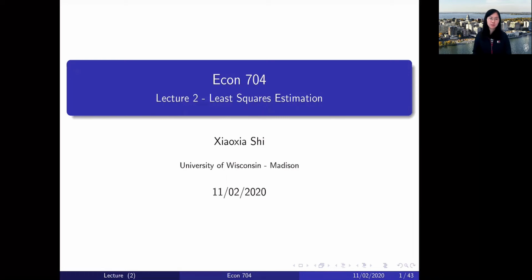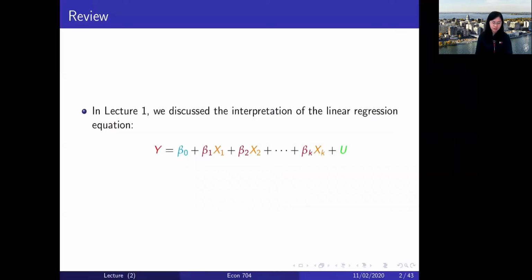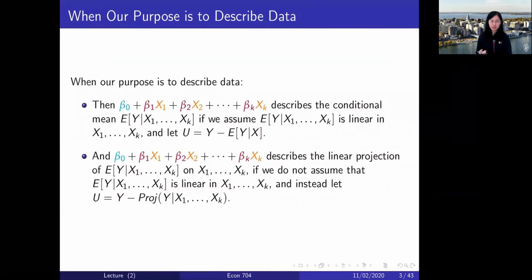So in this lecture, we'll talk about an estimator for the linear regression equation that we introduced in lecture 1. In lecture 1, we introduced this linear regression equation and we discussed the interpretation of the linear regression equation. So we said that the interpretation of this equation, including the interpretation of the coefficients, and the interpretation of the whole observable part of the equation. These interpretations depend on the purpose of our research.